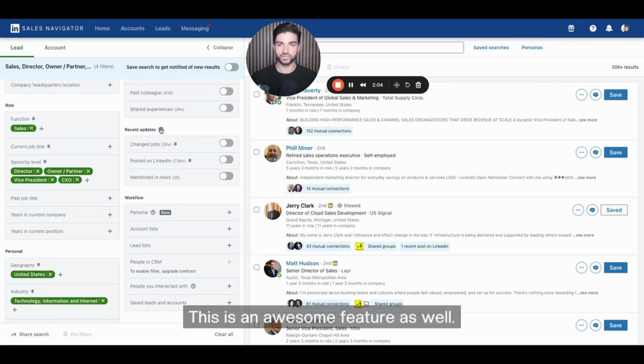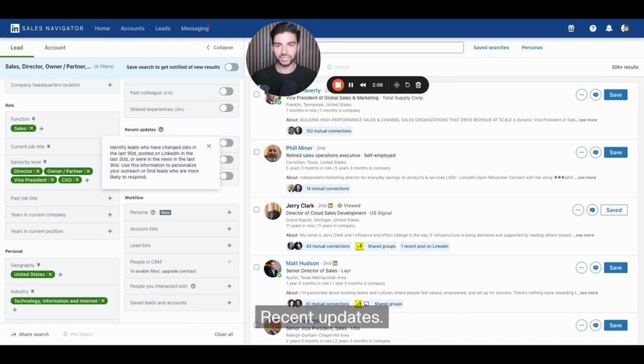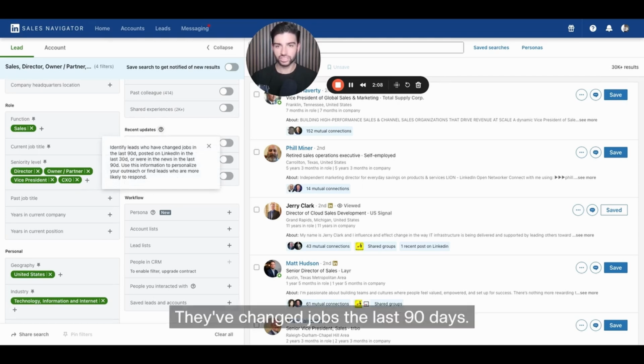And this is an awesome feature as well. So recent updates, right? They've changed jobs in the last 90 days. They posted on LinkedIn in the last 30. They were mentioned in the news in the last 90, right? Basically what this shows us is that this person is active on LinkedIn, and this is so crucial.